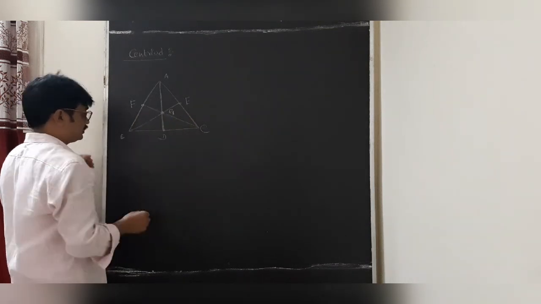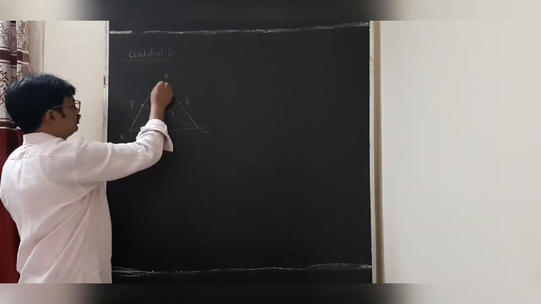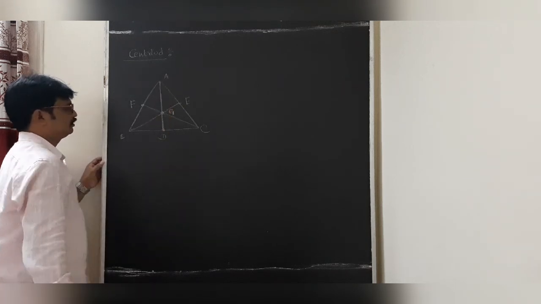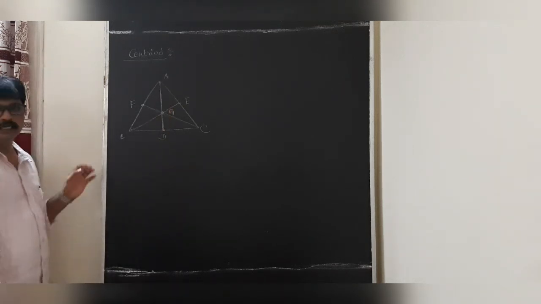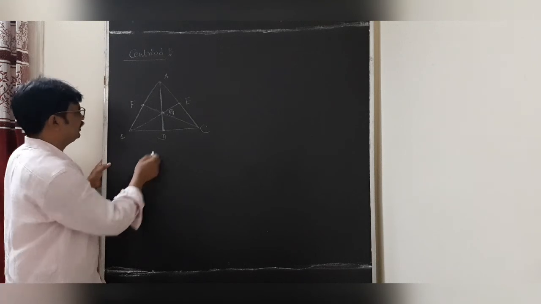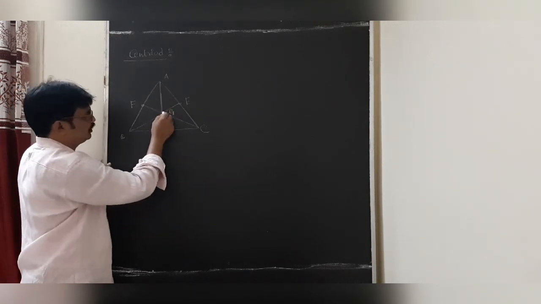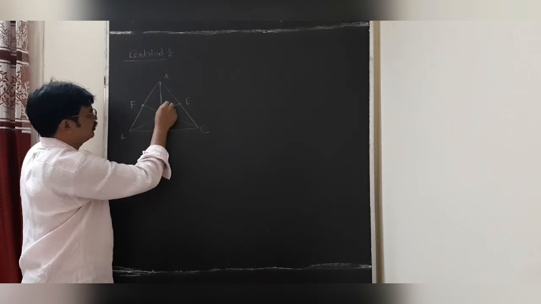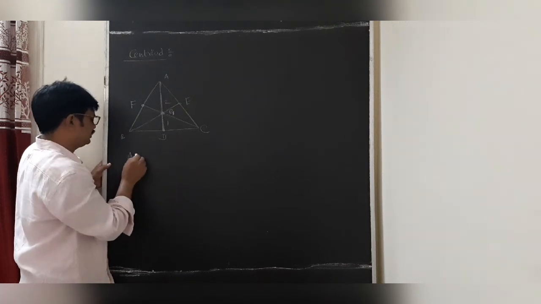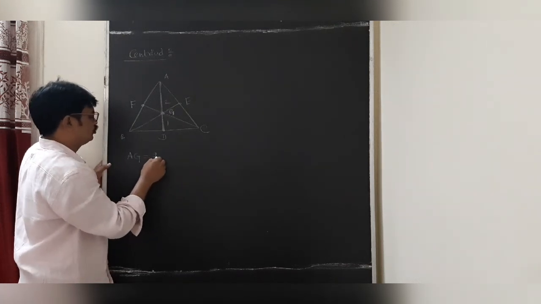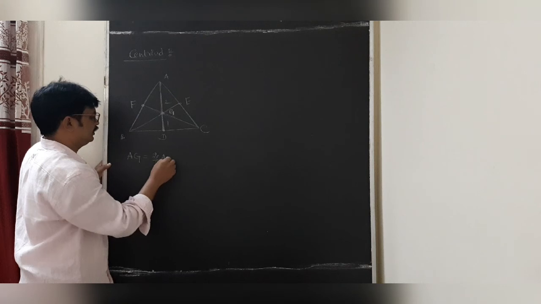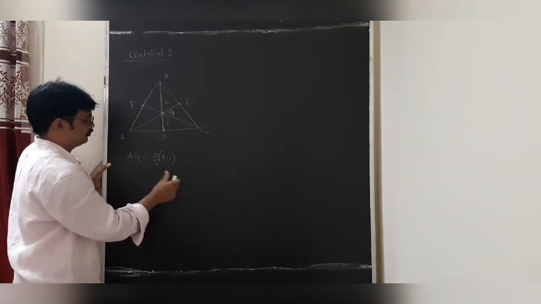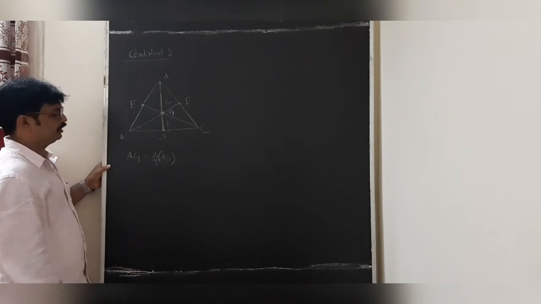Then also students, suppose you know the length of the median, suppose AD. How to find the AG? We know that the centroid G divides the median in the ratio 2:1. So students, the AG is 2/3 of the AD. Is it clear, students? This is 2/3 AD.